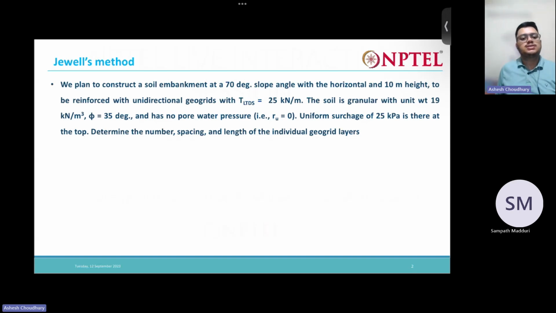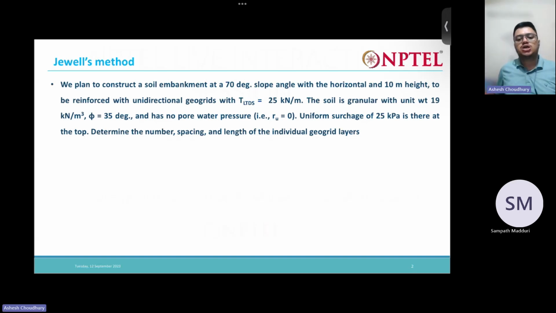So we plan to construct a soil embankment at a 70-degree slope angle with the horizontal and 10-meter height. Okay, so the height of the embankment is 10 meter. To be reinforced with unidirectional geogrids with TLTDS, means the design tensile strength of the geogrid is 25 kilonewton per meter. The soil is granular with unit weight 90 kilonewton per meter cube, and the friction angle is 35 degrees. And it has no pore water pressure, that is, the pore water pressure coefficient is 0.